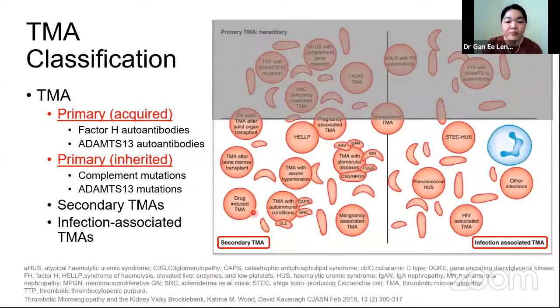If we look below here, this is secondary TMA, association with a second disease. It can be broadly divided into infection associated. So we have the E. coli, the Shiga toxin producing E. coli HUS, pneumococcal, HIV associated TMA. The other groups are also grouped under secondary TMA. We have pregnancy-related HELLP and also pregnancy-associated TMA. We have glomerular diseases causing TMA or glomerulonephritis. We've got malignancy-associated TMA. We have TMA with severe hypertension, transplant causing TMA. We've got drug-induced TMA and autoimmune diseases causing TMA. So I find this chart very useful in memorizing all the possible causes for TMA.